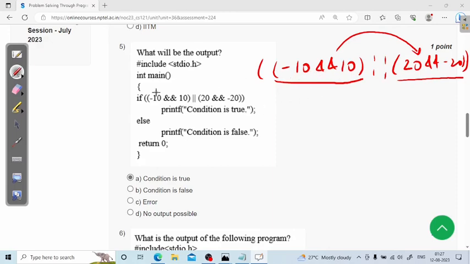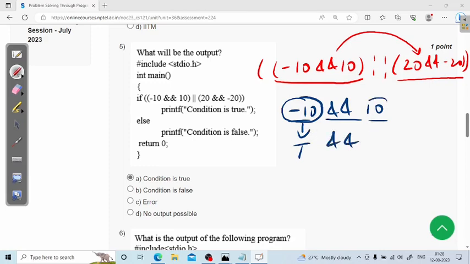So let's see. The first section says minus 10 and 10. As it is the AND operator, we have to check whether both sections are true or not. If both sections are true, that means the condition is true. And if you remember how to check true or false, if you have directly a value and this value is non-zero, then this is considered as true. Okay, so this will be true, and here also we have a non-zero value, so this also is going to be true, and if both are true, then the AND operator says the result is true.